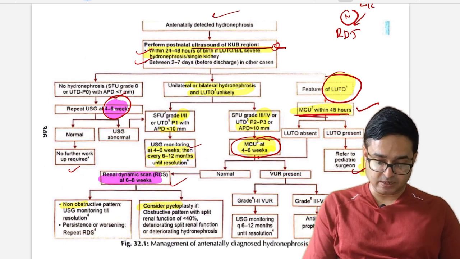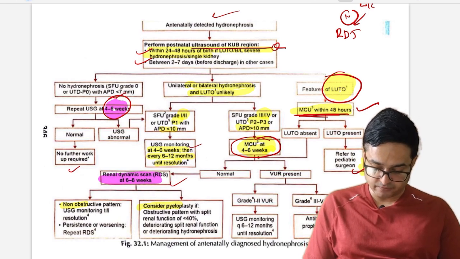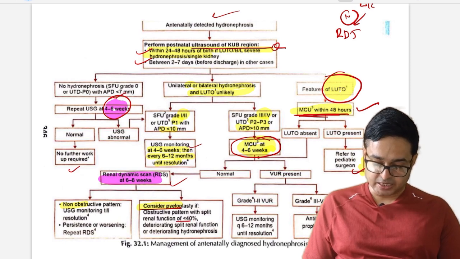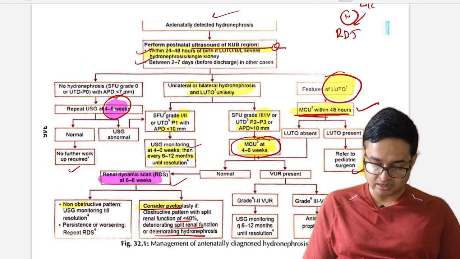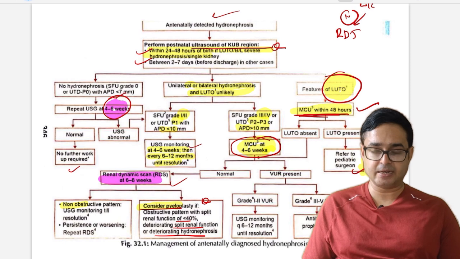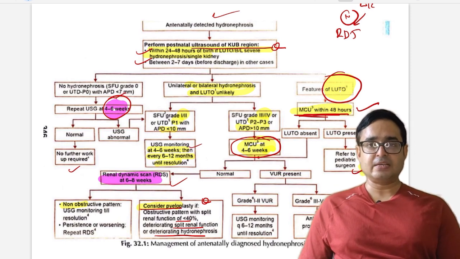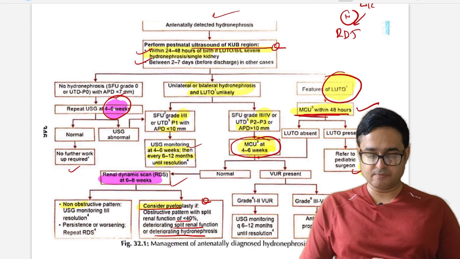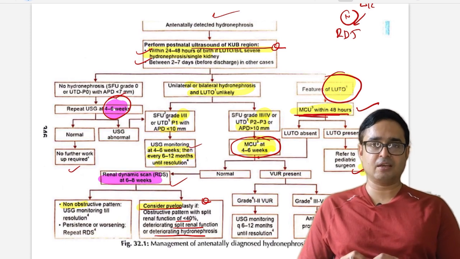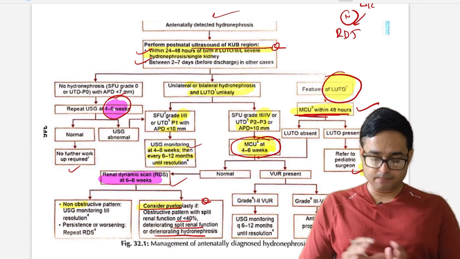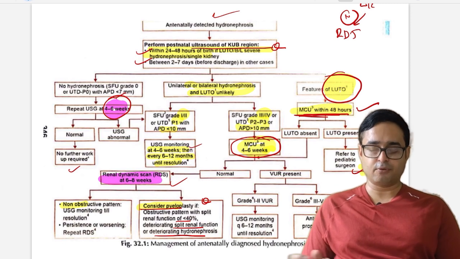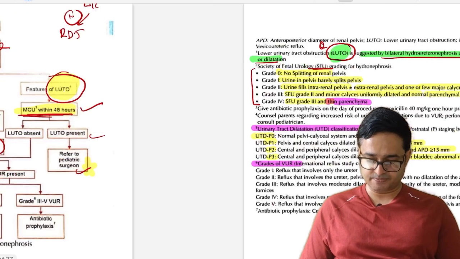Pyeloplasty indication has been asked in the exam. So when will you do pyeloplasty? An obstructive pattern with split renal function of less than 40%, deteriorating split renal function, or deteriorating hydronephrosis are the indications of pyeloplasty in case of antenatally detected hydronephrosis. So my advice is pause this video, rewind this video and clear this thing once and for all by going back and forth. Okay, so this is important.